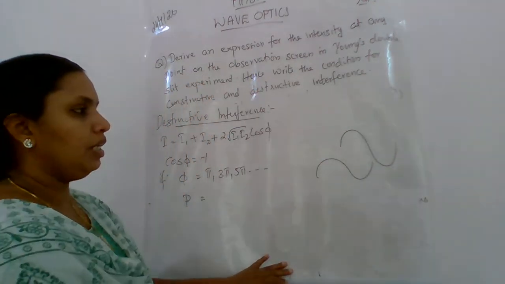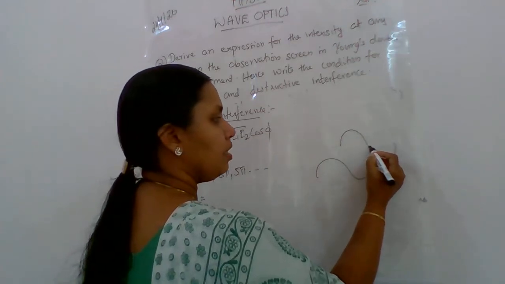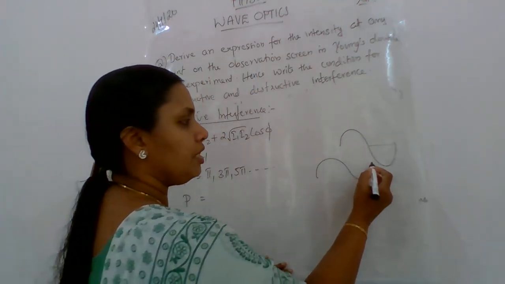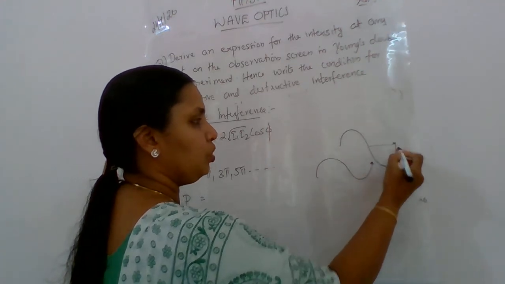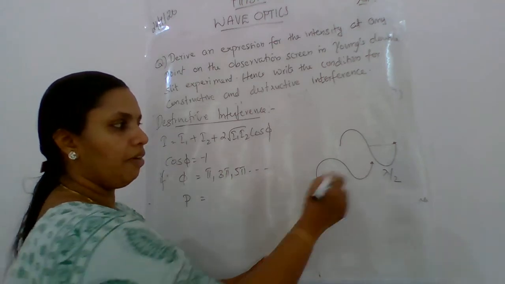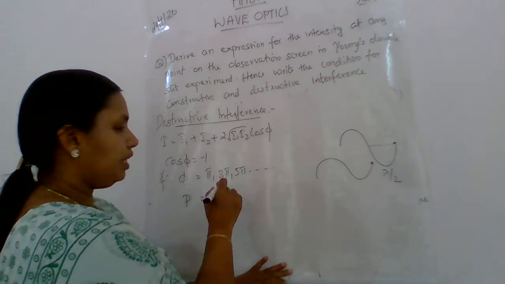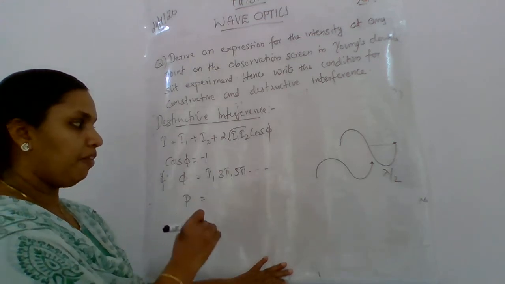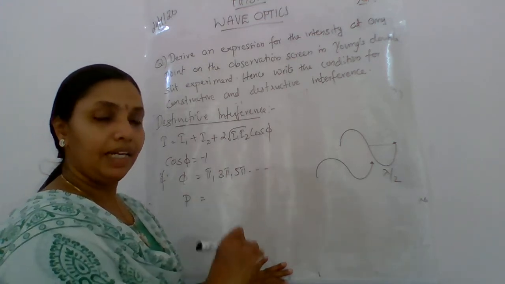Isn't it? So here the phase difference is 180 degrees, and the path difference is the distance between these two points. How much is it? It is lambda by 2, isn't it? Half of the way. And if it is 3 pi, it will be 3 lambda by 2. If it is 5 pi, it will be 5 lambda by 2.